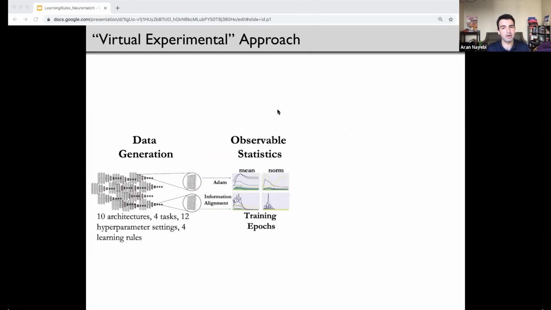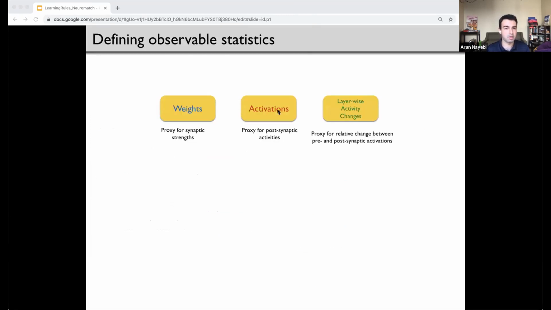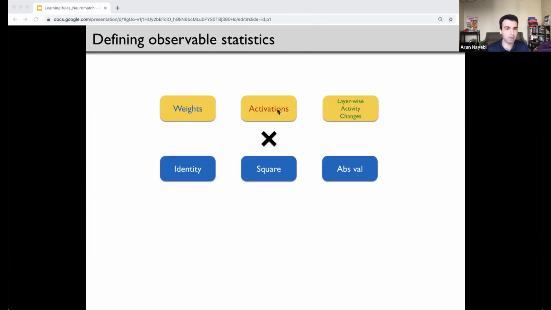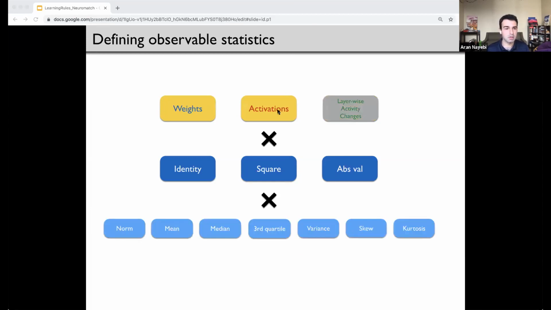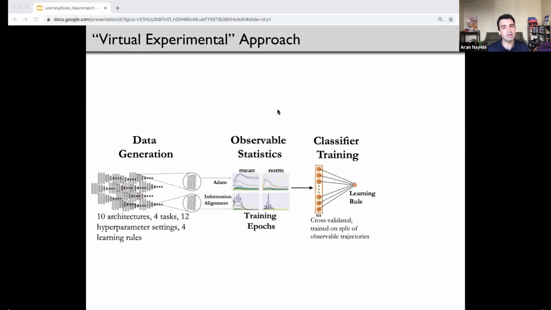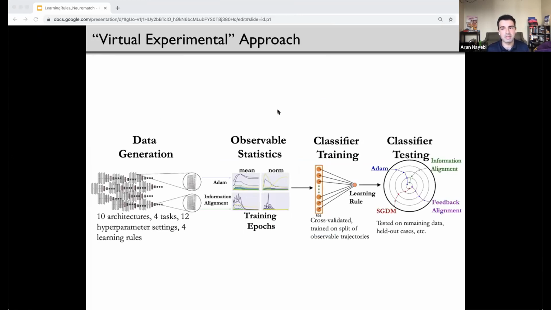We then measure statistics aggregated across units from each layer of the models. These are gathered from the weights, activities, or layer-wise activity changes over the course of model training. We then transform these with simple functions prior to computing statistics across units. And for each transform, there are 7 total statistics. We then use these collected observable statistics as features from which to train simple classifiers, such as a linear SVM, as well as nonlinear ones, including a random forest and a 1D convolutional 2-layer perceptron. These classifiers are then tested on held out data, and we consider various types of generalization to simulate experimental realism.